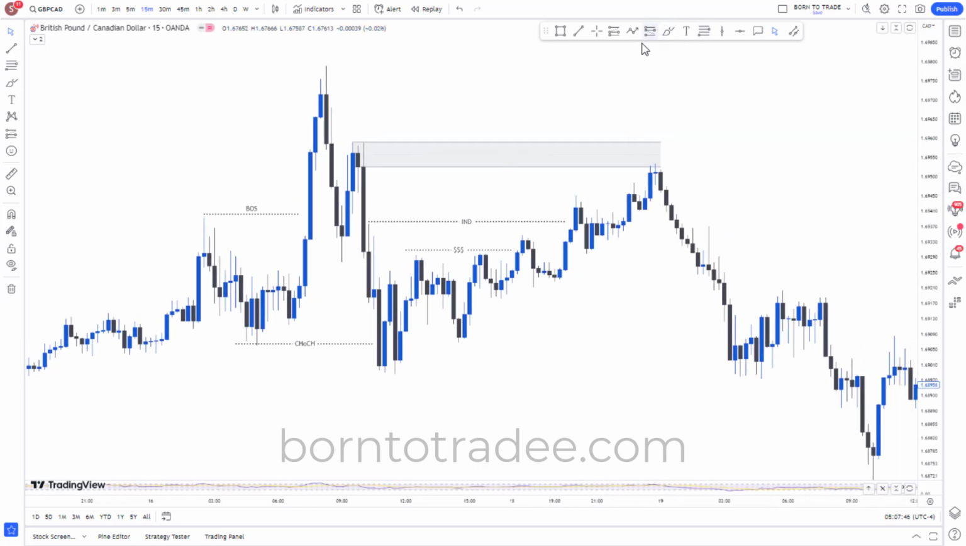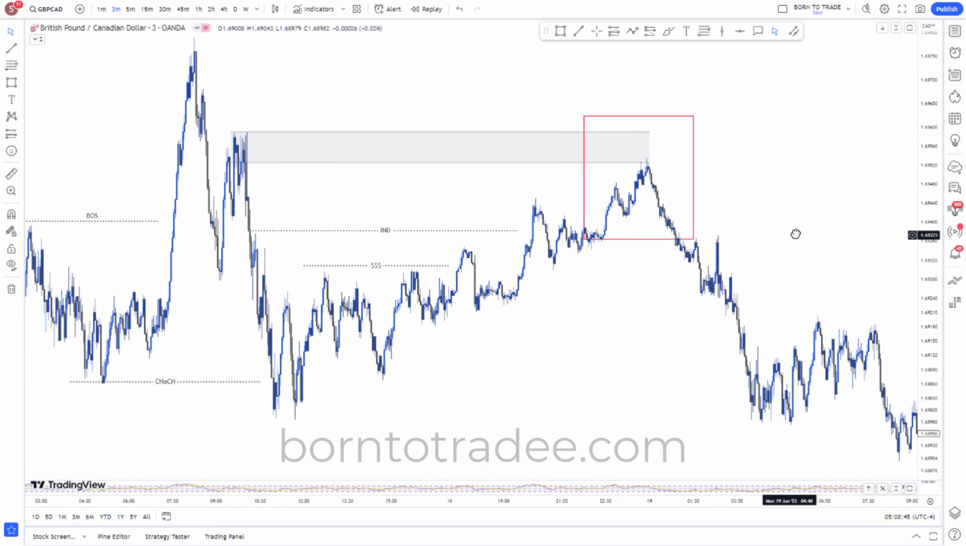Now what we're going to look for is our entry confirmation. We're going to look to get our entry confirmation at this area, because when price returns back to your zone, what I said is you're going to use the RSI as your entry confirmation. Now we'll be going down to the 3 minute time frame, like I said, for our entry confirmation. And now this is the 3 minute time frame.